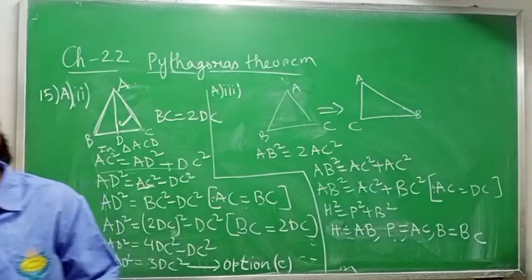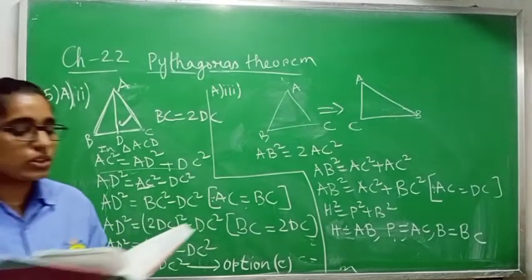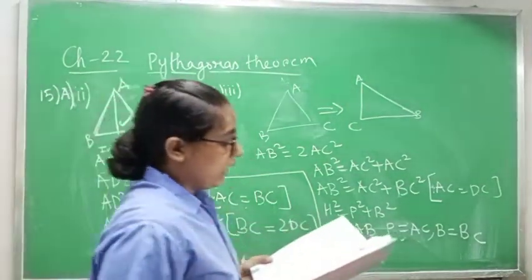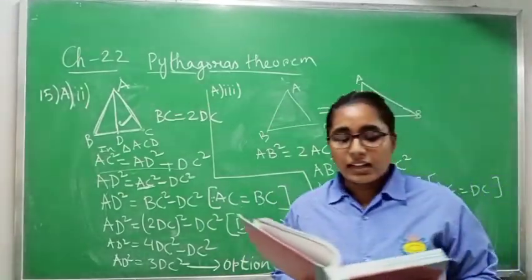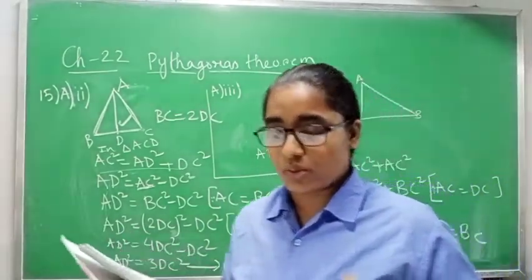Now come to question number 15.3. In an isosceles triangle ABC, AC equals to BC and AB square equals to 2AC square.